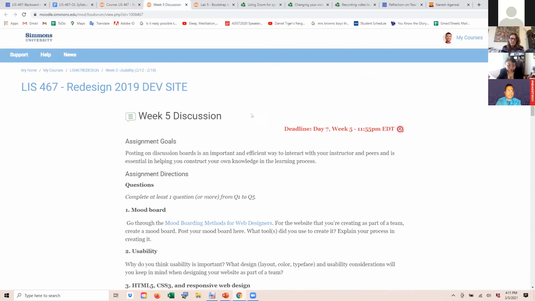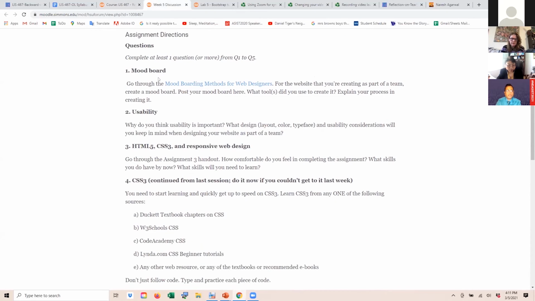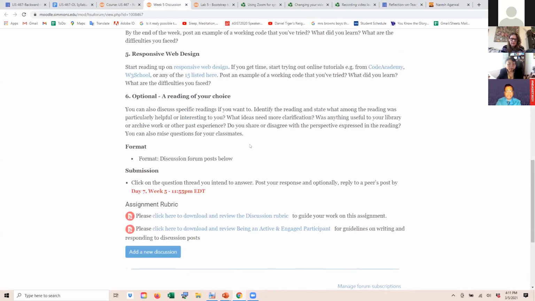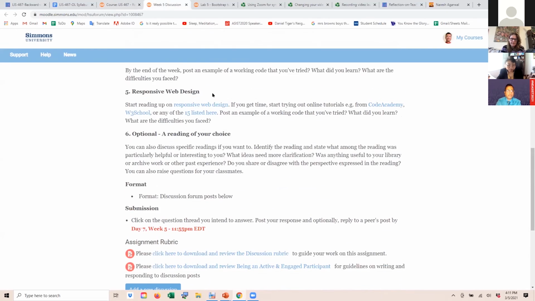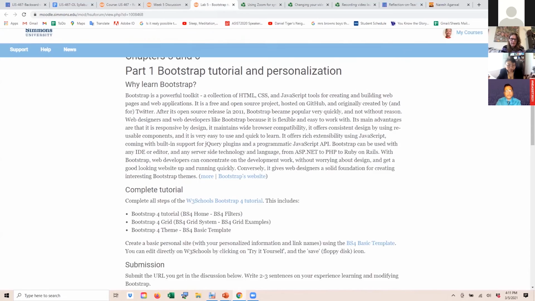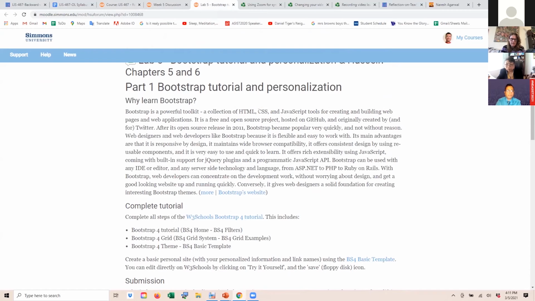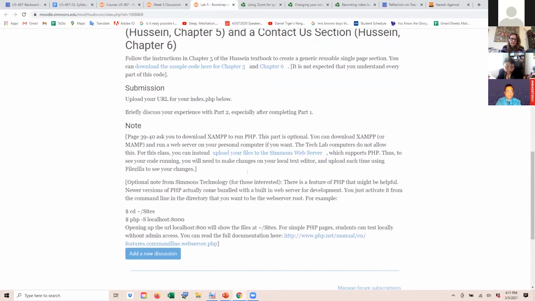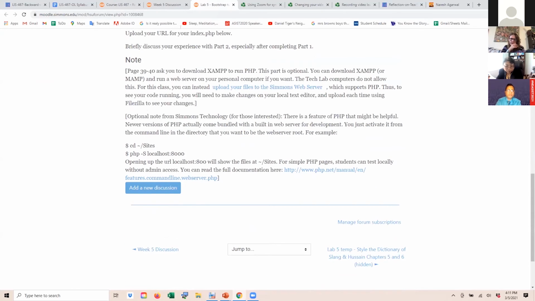So that's just an example of a discussion. Typically I try to give students multiple choice options for discussion questions, where they can pick one or more questions and then answer based on that. And I'd also try to have a lab component where they could learn, let's say, Bootstrap in this example over here, and then try out various tools and then answer based on that.